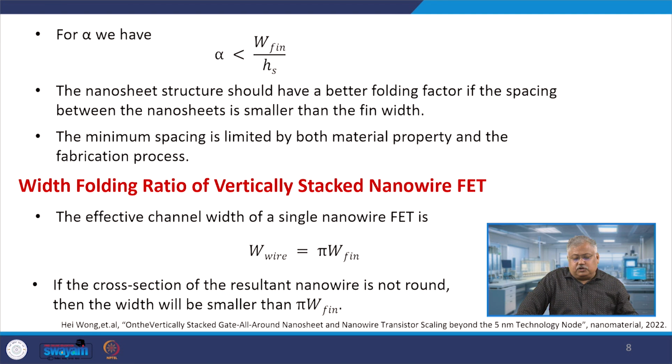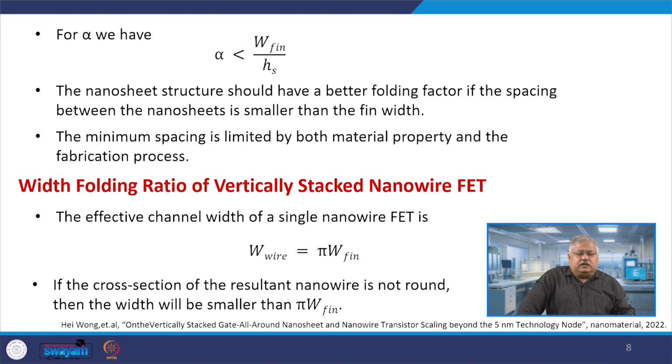Alpha is relatively smaller than W fin by H fin, and the nanosheet structure should have a better folding factor if the spacing between the nanosheets is smaller than the fin width. That is a rule of thumb: try to keep this difference between the two structures smaller than the nanosheet width itself.